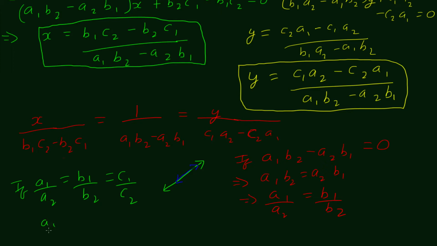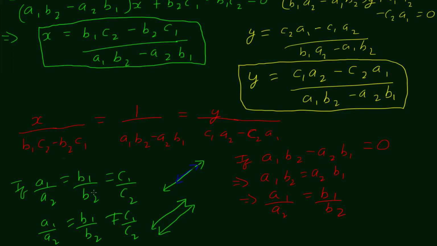Whereas if we have a1 by a2 is equal to b1 by b2 is not equal to c1 by c2, then we will have parallel lines and there will be no solution. This we had discussed earlier in one of our lectures. You can refer to that.